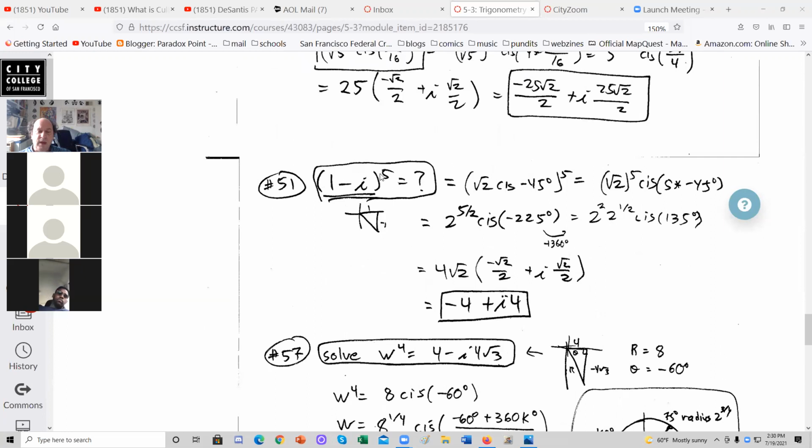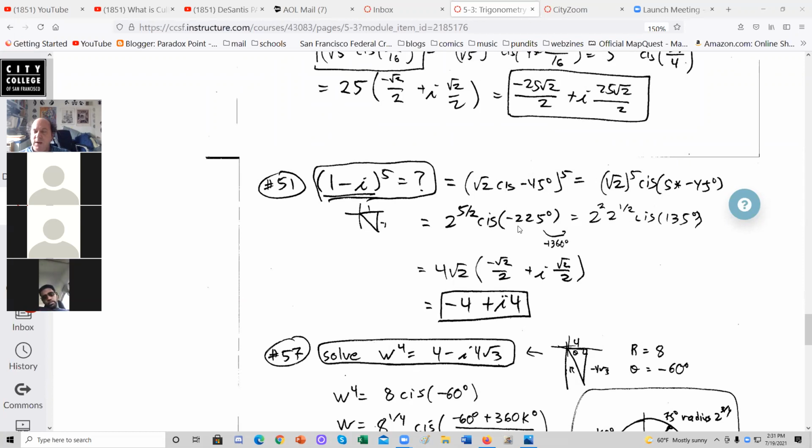Here they ask for the fifth power of 1 minus i. Okay, 1 minus i is over 1, down 1, so the diagonal is root 2 and the angle is minus 45 degrees. So this is the fifth power of root 2 cis negative 45 degrees. So it'll be root 2 to the fifth power, cis of 5 times negative 45 degrees. So that's 2 to the 5 halves, or 2 squared times 2 to the half, or 4 root 2.